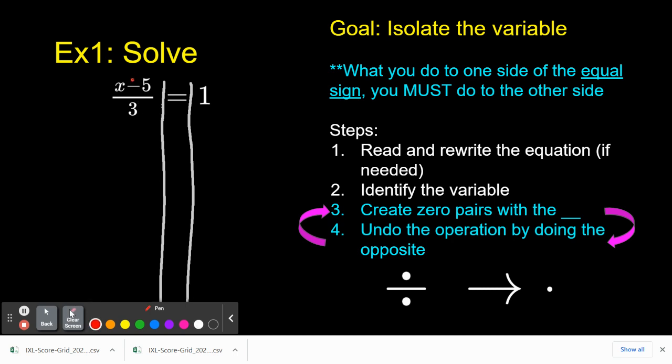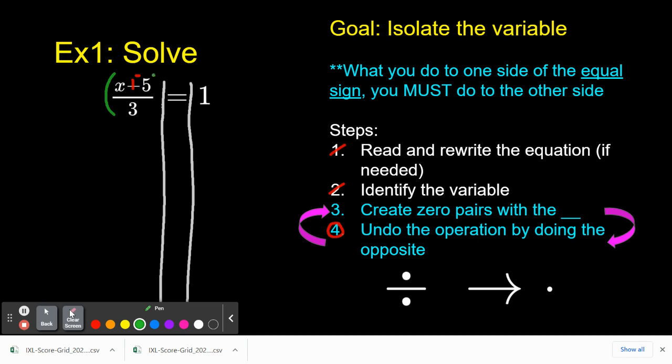Now, I also see subtraction here, so I'm going to add the opposite. The variable is right here on the left side. So the first thing I want to do is get rid of this dividing by 3. Since the entire side is divided by 3, I'm going to start with step number 4. I'm going to start with undoing that operation. And so how do I undo dividing by 3? I do it by multiplying by 3.